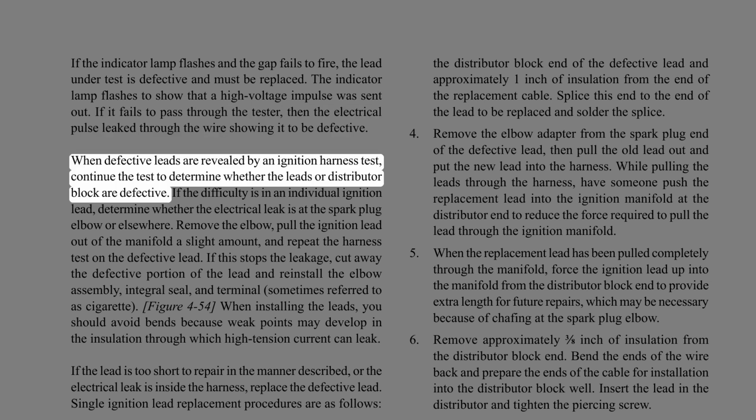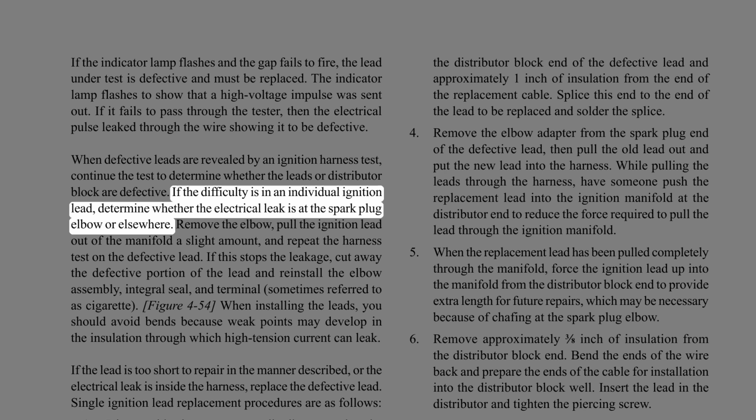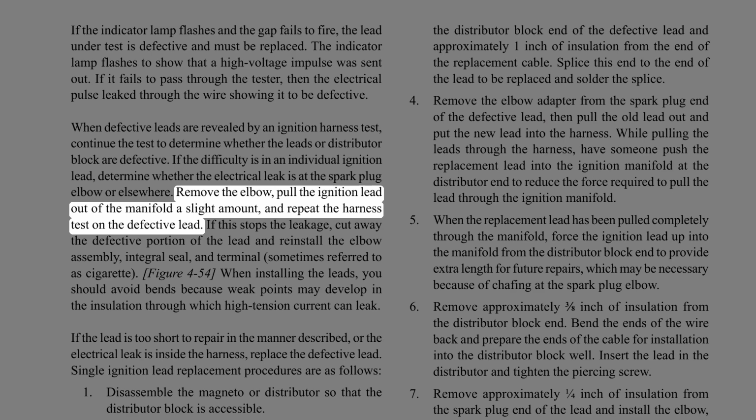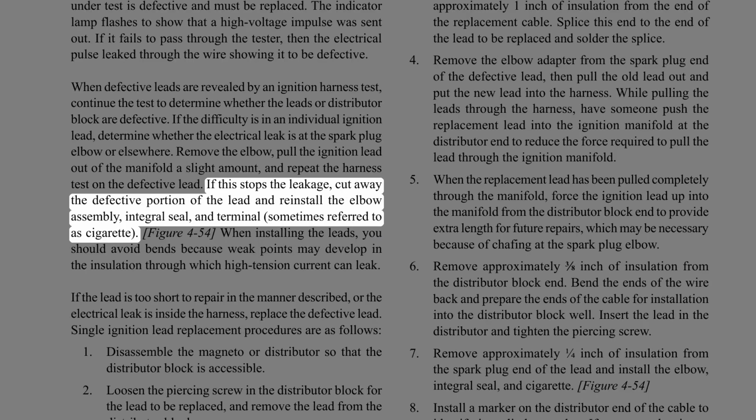When defective leads are revealed by an ignition harness test, continue the test to determine whether the leads or distributor block are defective. If the difficulty is in an individual ignition lead, determine whether the electrical leak is at the spark plug elbow or elsewhere. Remove the elbow, pull the ignition lead out of the manifold a slight amount, and repeat the harness test on the defective lead. If this stops the leakage, cut away the defective portion of the lead and reinstall the elbow assembly, integral seal, and terminal, sometimes referred to as cigarette.